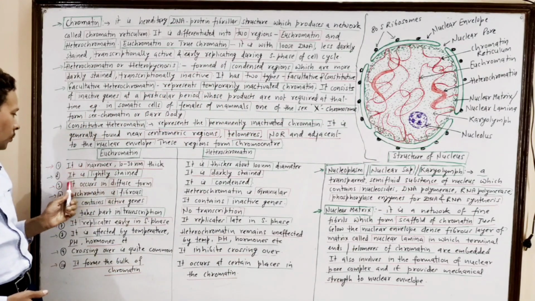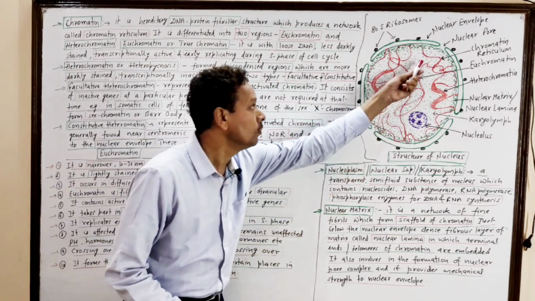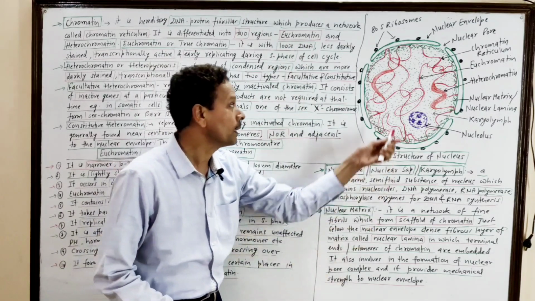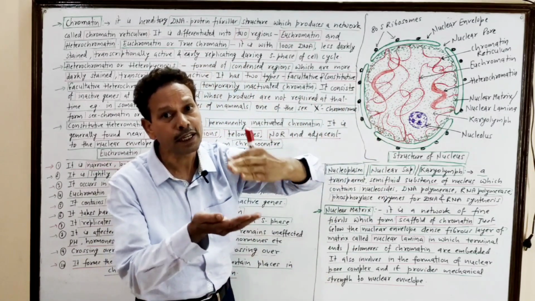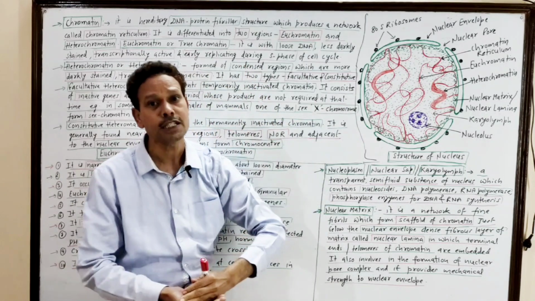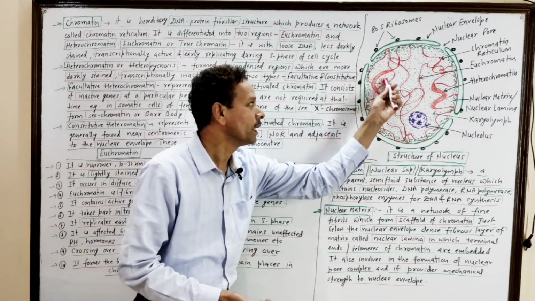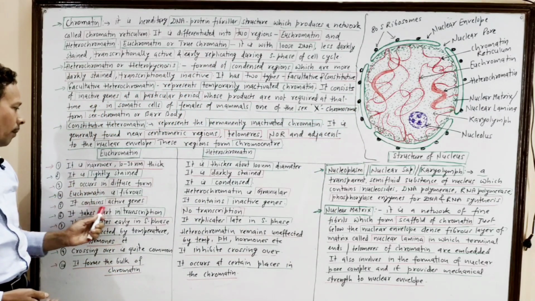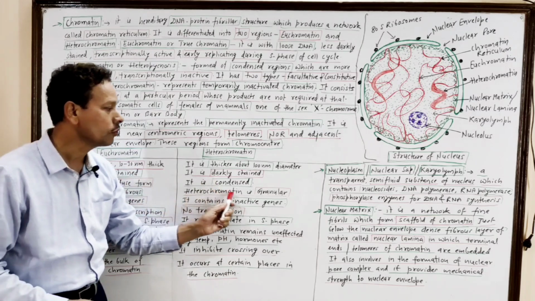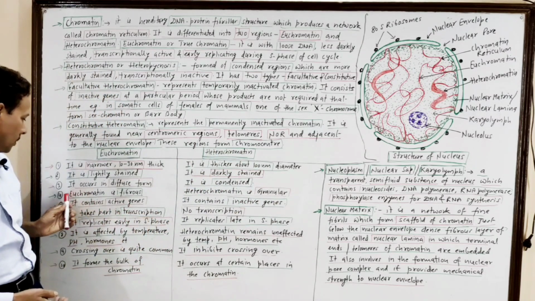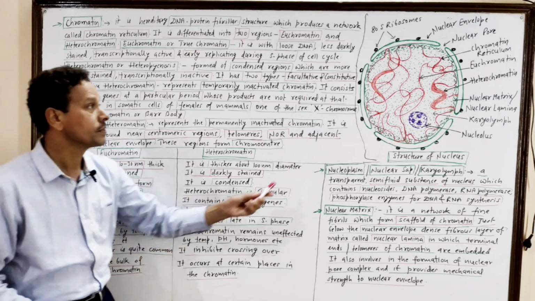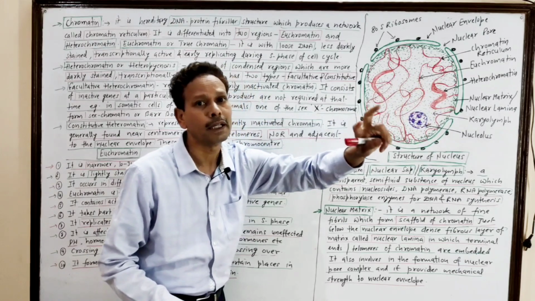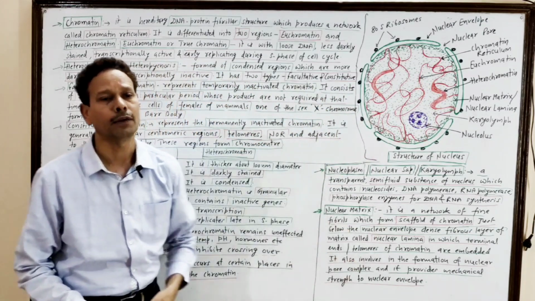Note down, euchromatin occurs in the form of fibers, fibrous nature. But heterochromatin, in which DNA remains in condensed form, is granular. Euchromatin is fibrous and heterochromatin is granular. Euchromatin contains active genes, but in heterochromatin, the genes remain inactive.